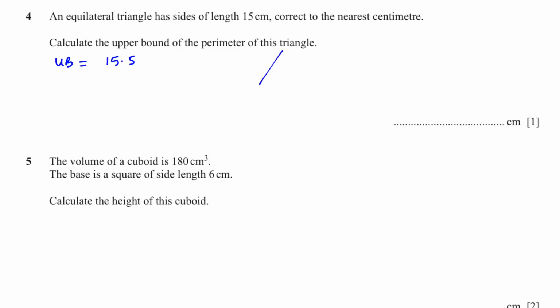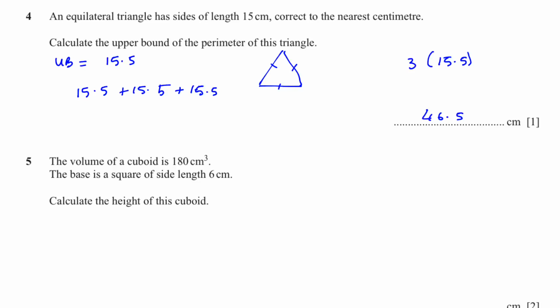And perimeter means what? You have 3 sides, so you add all the 3 sides and that will give you the perimeter. So 15.5 plus 15.5 plus 15.5 will give you 46.5 centimeter. You could also have done 3 times 15.5 because the number is same.